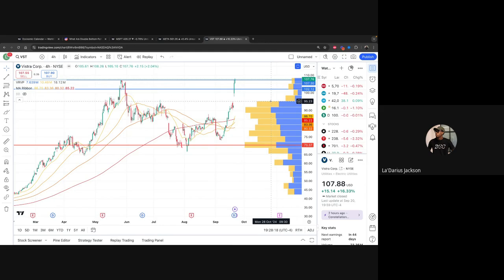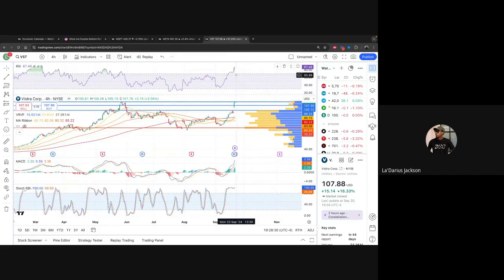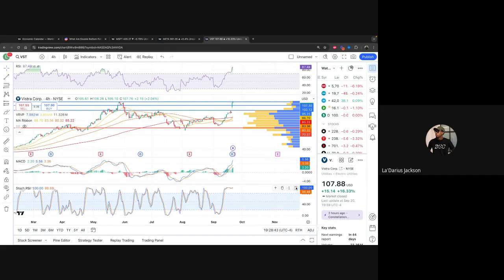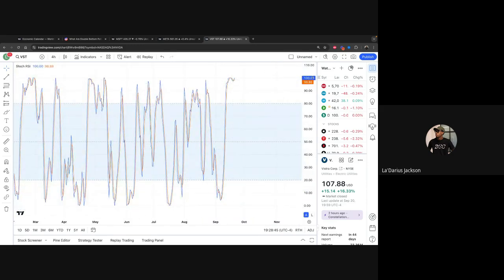So 95 is worst case scenario of a pullback. And the first level that I would be checking for a pullback is about 102. Could it keep going higher? Sure. But an 87 RSI is crazy on the 4 hour. So you got to watch that. Also, the MACD is crossed over to the upside with a crazy spike. And then the stochastic is at 100. Clean at 100.